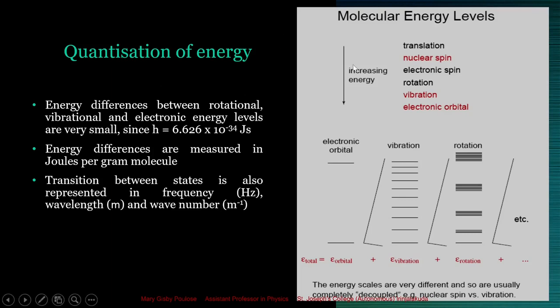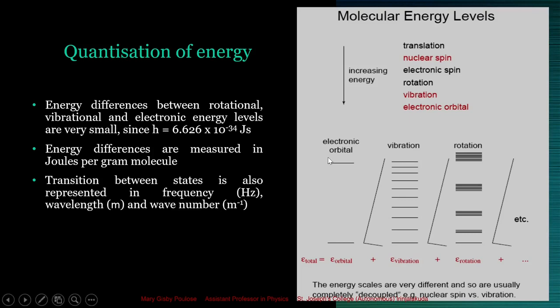Now, the increasing order of energy is that the smallest energy levels will be for translation energy, then nuclear spin, then electronic spin, then rotation of the molecule, then vibration of the molecule, and then electronic orbital exchange of electrons.